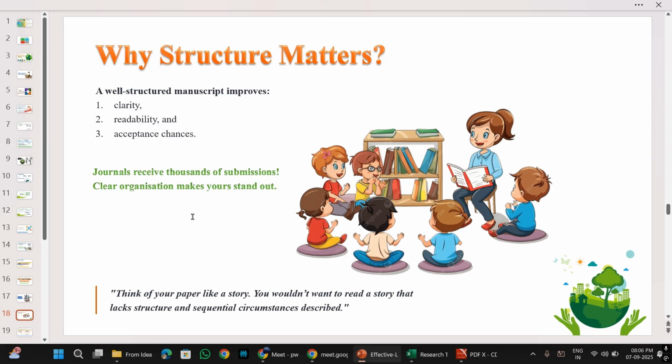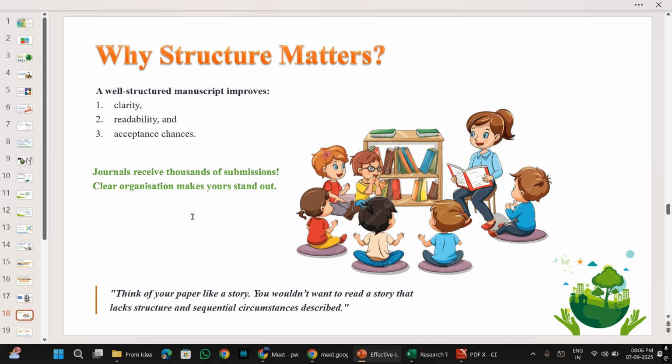Journals receive thousands of submissions every day as well. There might be hundreds of research articles that they must be receiving. So which ones will they prioritize? They will prioritize those which are credible, which have a clear organization of data, and whose findings are solely based on the research findings. There should not be a lot of prediction or assumption. Everything has to be supported or backed by data.